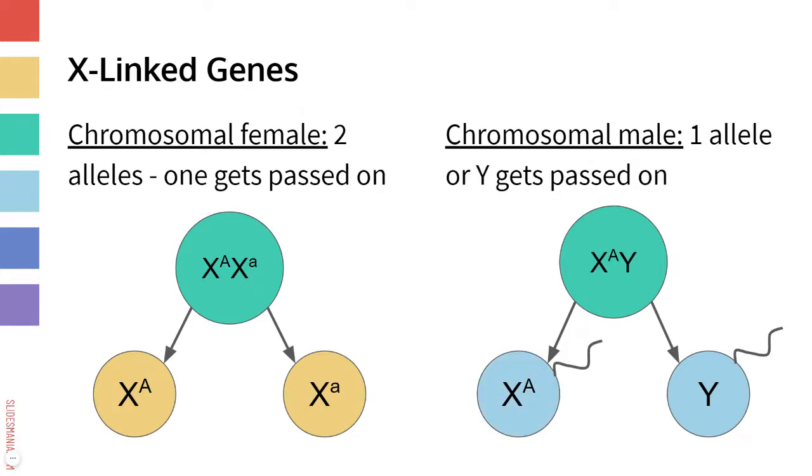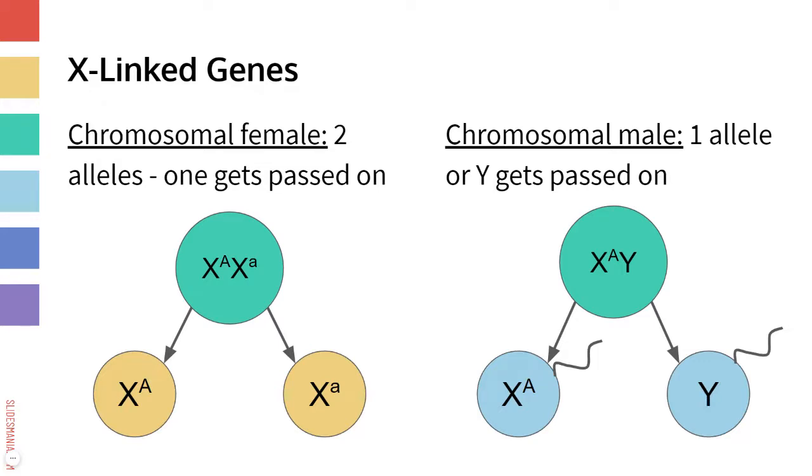However, if somebody is chromosomally male, then they only have one allele that could possibly make it into the sperm. And that allele doesn't even have to be what ends up in the sperm. It could also be the Y chromosome that ends up in the sperm. So for people that are chromosomally male that are making sperm, you could either pass on the one copy of the X allele that you have. So in this case, they have the dominant copy, so X big A, or they could pass on the Y chromosome. So in this case, this sperm doesn't have any copy of the X-linked gene at all.